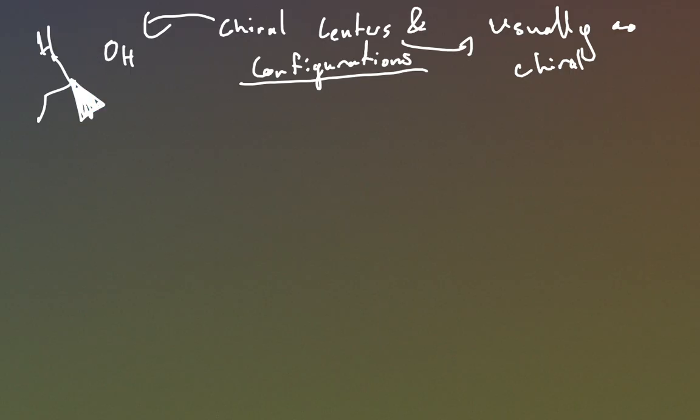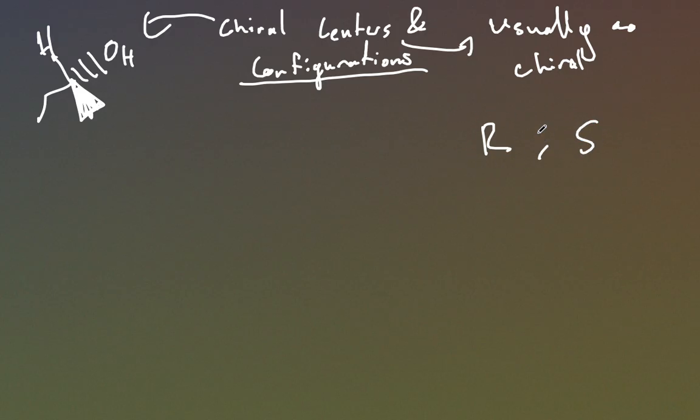Where the wedge, which is this one, is going out of the page, and the dashes are going into the page. Right. So for about any chiral center, you have 2 different possible configurations. You have the R configuration and the S configuration. This will make sense in a second.